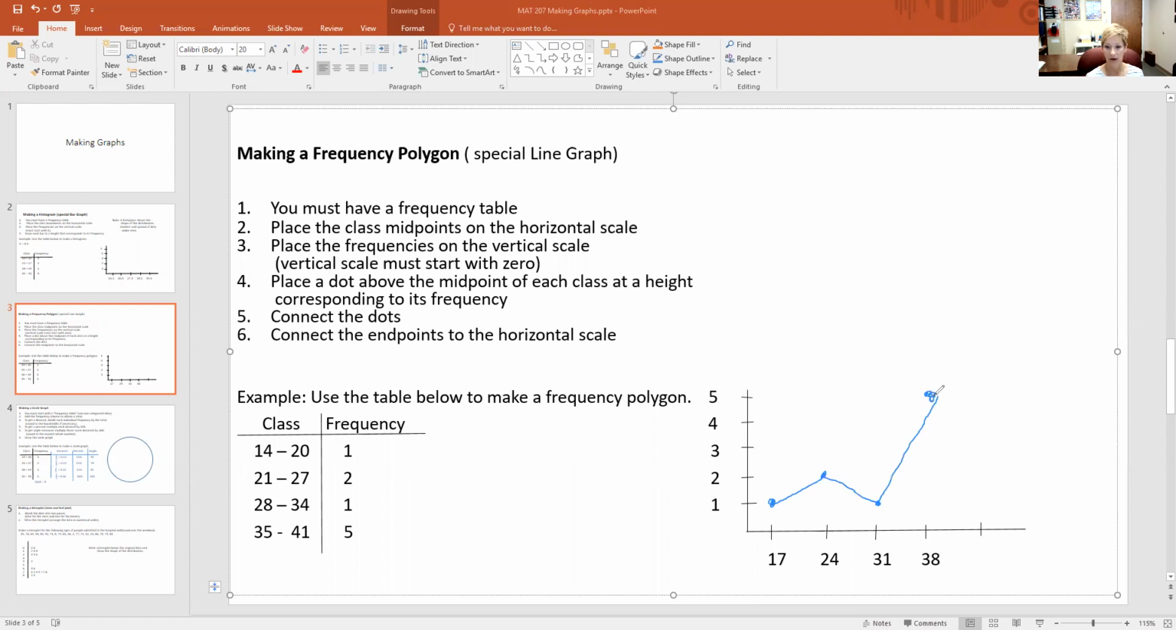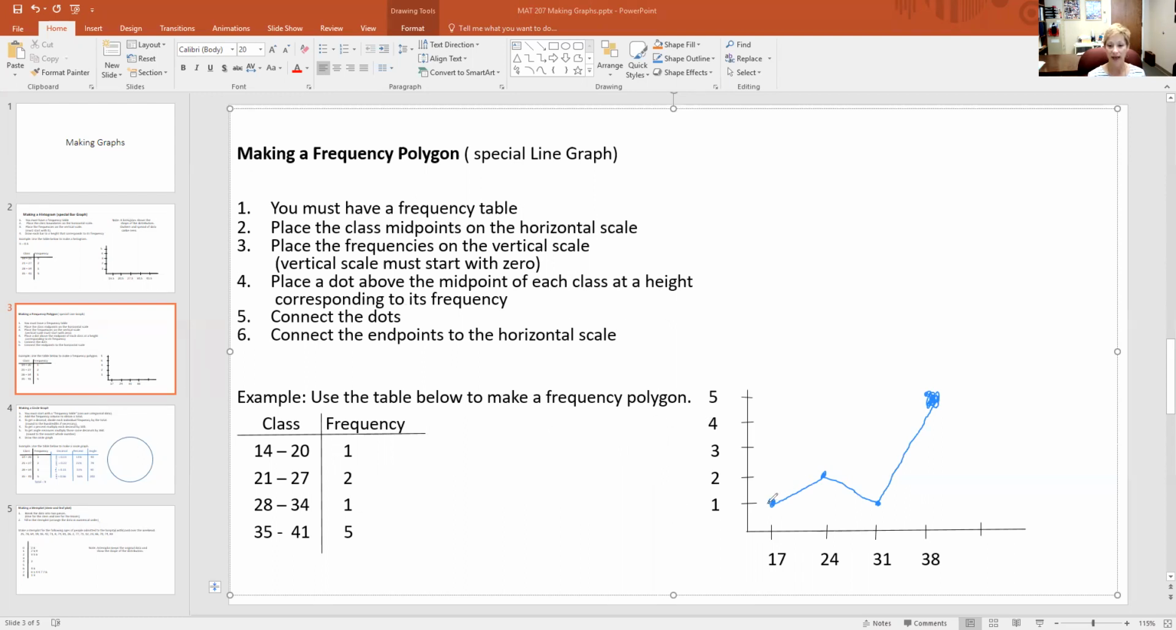I didn't do that very well. Okay, connect it to that dot. Okay, now I didn't name it, so don't get mad at me. All right, it's called a frequency polygon, and this is not a polygon. A polygon is a simple closed figure whose sides are line segments, and the problem is it's sitting open. So to make it a polygon, you have to connect the endpoints to the horizontal scale.